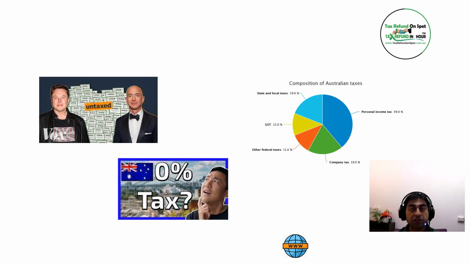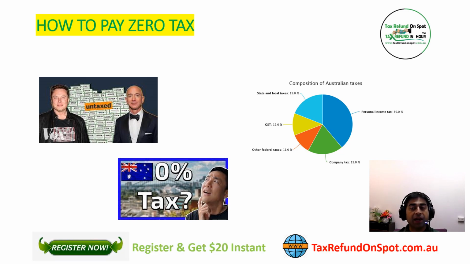Before that, if you see the screen, you will see these rich people, everyone knows they are untaxed. And if you see the composition of Australian tax, there is a circle. You see personal income tax is the highest. It means you guys are paying the highest tax. And big companies who earn billions of dollars pay very little tax, maybe 5%, and you are paying 40%. So how can we reduce it? I will show you one live case study. Okay, let's move to the next slide.